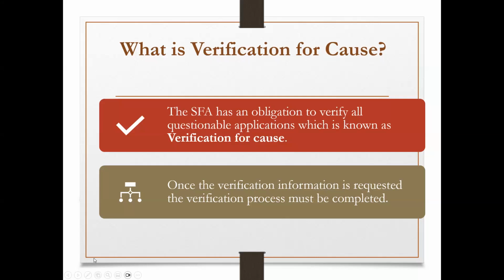To verify an approved application for cause, a verification letter explaining that the household must submit verification of eligibility information with the application for continued eligibility must be sent to the household, and this may be done at the same time that the notification letter is sent to the household. If the household does not respond by the date set by the SFA, an adverse letter must be sent. Once verification information is requested, the verification process must be completed. In other words, you can't start the process and then change your mind and decide not to finish it.